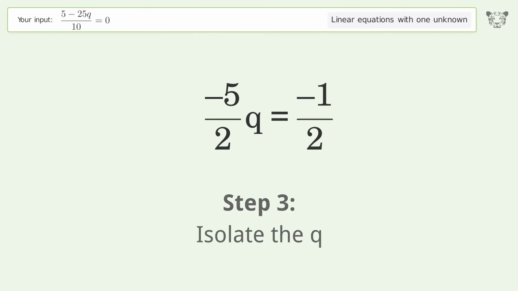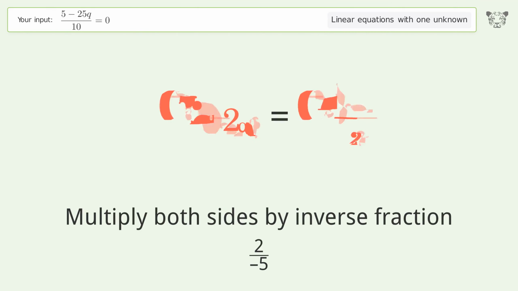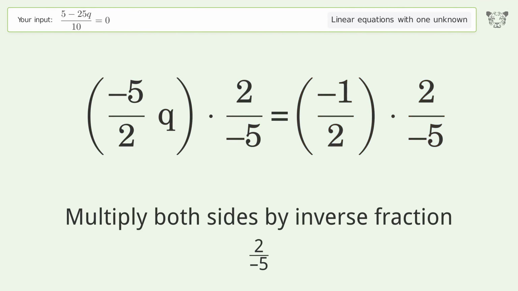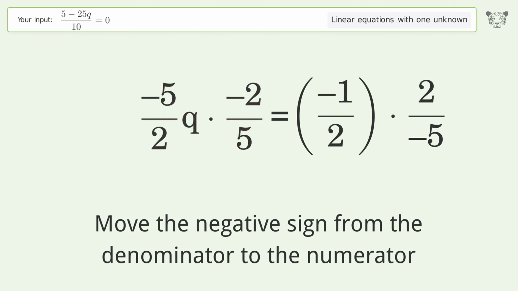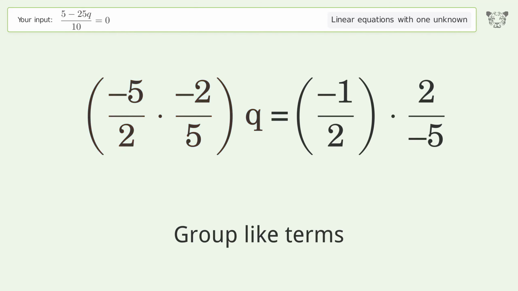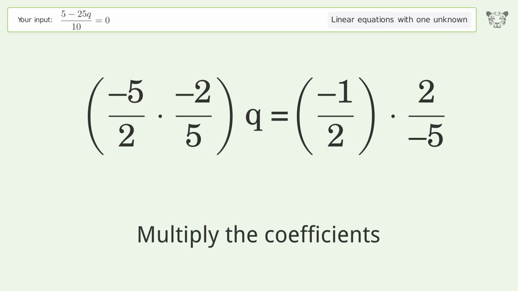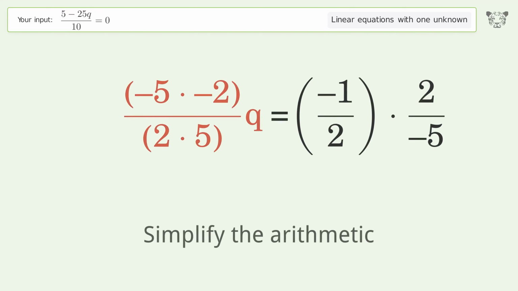Isolate the q. Multiply both sides by inverse fraction 2 over -5. Move the negative sign from the denominator to the numerator. Group like terms. Multiply the coefficients. Simplify the arithmetic.